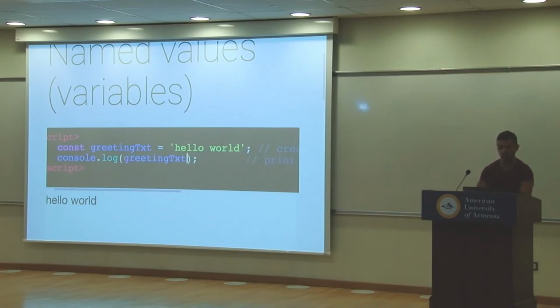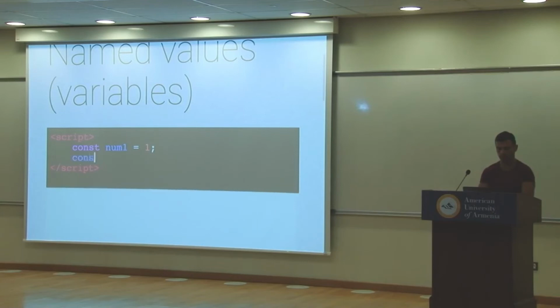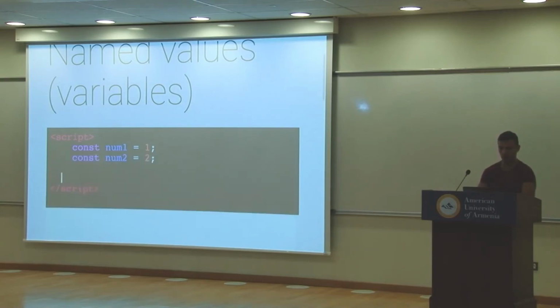Let's look at some more boxes. Let's say we have some numbers. Const num1 is 1. Const num2 is 2. Okay, so now this is a name for that, and this is a name for that. And we console log num1 plus num2.